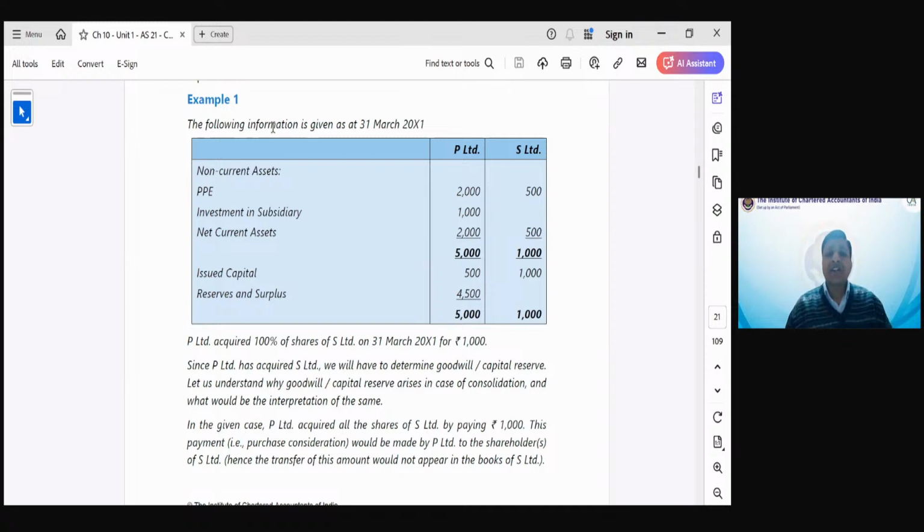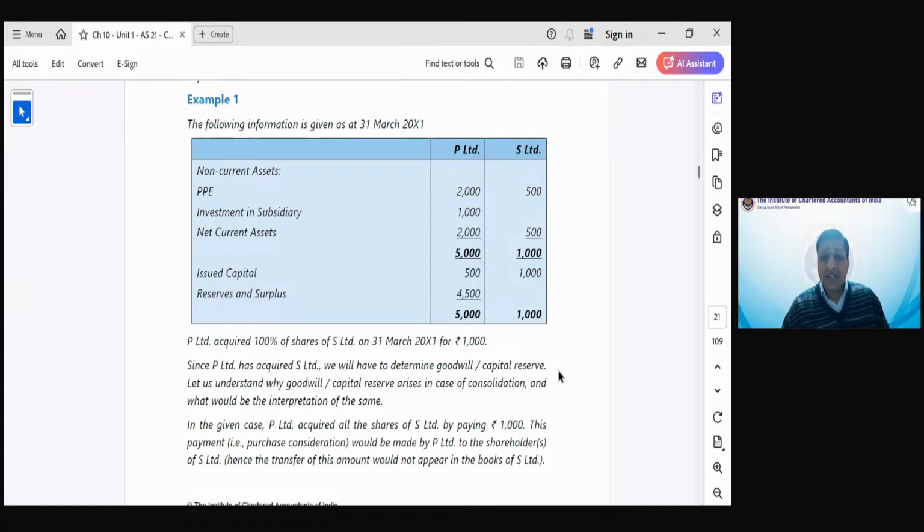Because purchase consideration is not given. Okay, great. So Hardik says that's the amount of investment in subsidiary. So this is your cost of investment. Cost of investment means the amount which would have been invested by P in S. Clear? So that is how you get this. Okay, clear? All right.